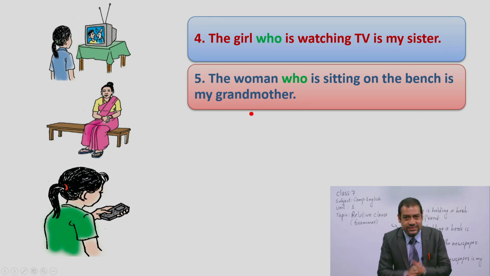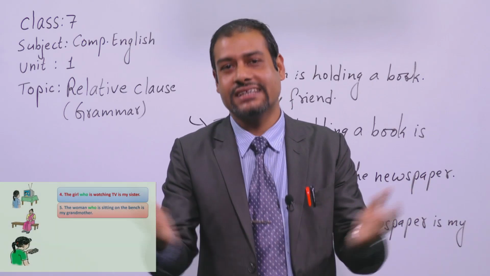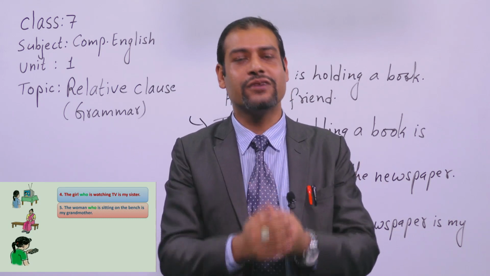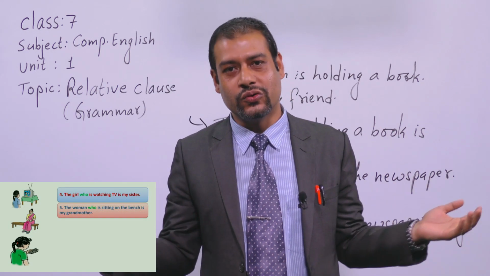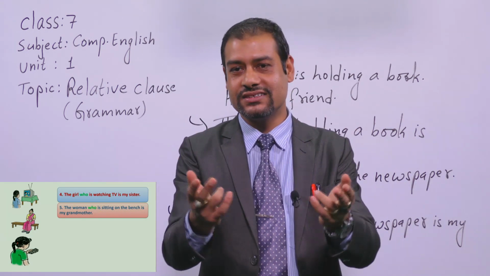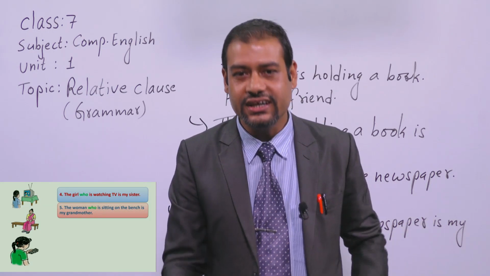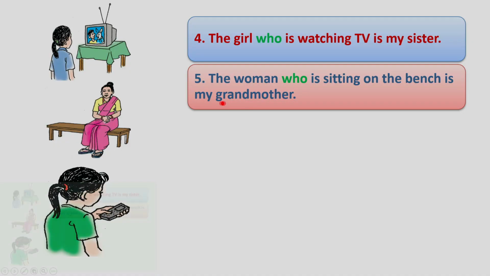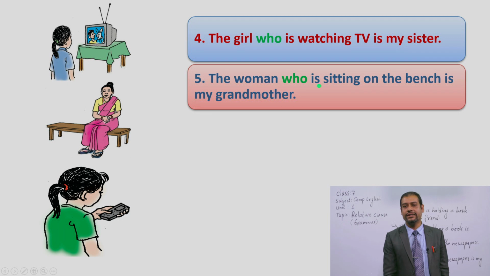Okay? So what is your sentence? Please tell me. Very good. Have you used who or not? Yes, some of you used who, some of you did not use who. No problem. Both answers, both sentences are correct. Okay? So it means you can write either, the woman who is sitting on the bench is my grandmother, or you can write down only, the woman sitting on the bench is my grandmother.